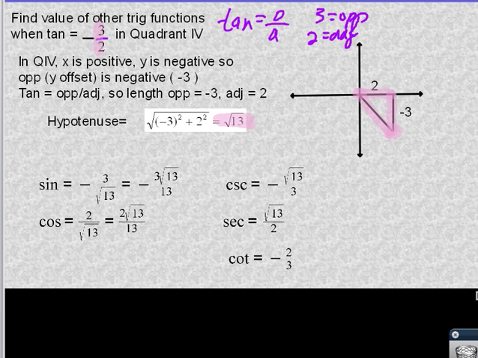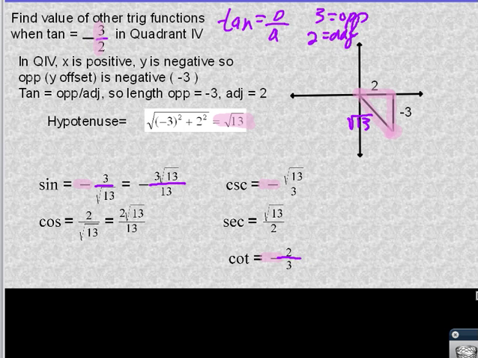Just remember, we always rationalize. So when we rationalize this, we multiply the top and bottom by the square root of 13 over the square root of 13 to get 3 square root of 13 over 13. Again, notice, since it's the opposite that's negative, any ratio that uses the opposite is going to be negative as well. Notice we don't have tangent because we've been given tangent. So we're going to find the 5 other values, and we just use SOHCAHTOA to fill in the values once we have our triangle. And you might want to write in your hypotenuse.